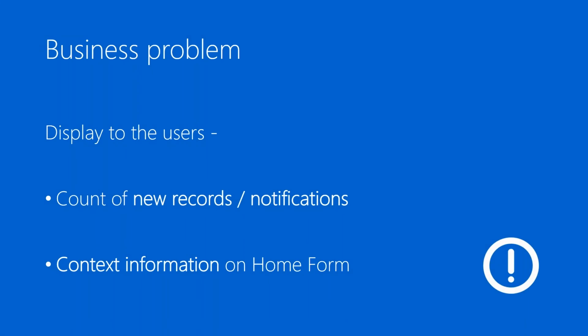Another problem that we wanted to solve this time with JavaScript was how to display more info to the users. For example, things like how many new records there are, or how many notifications there are, or how many records of a certain type, for example, appointments, are there that I have to pay attention to, that I have to complete or do some actions over. Additionally, you can show context information on the home form, so use the home form as a place where the user will see the information that they need very quickly and efficiently.